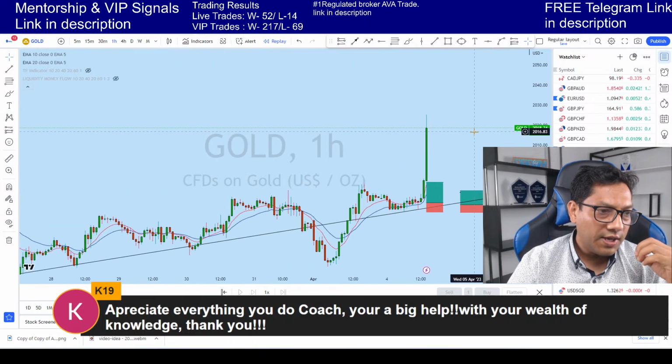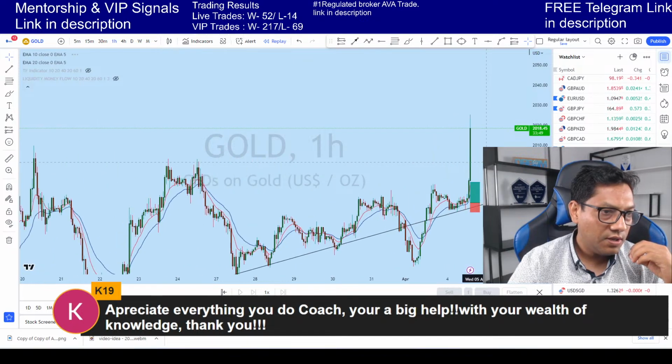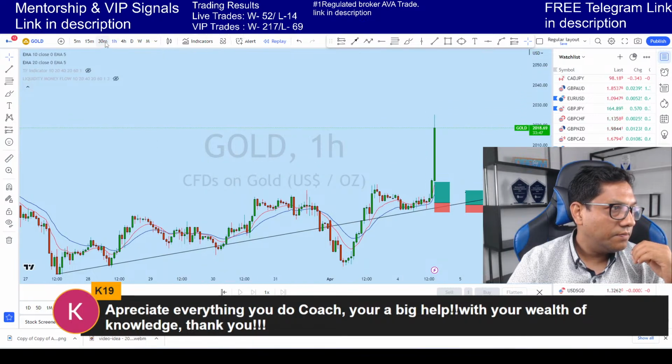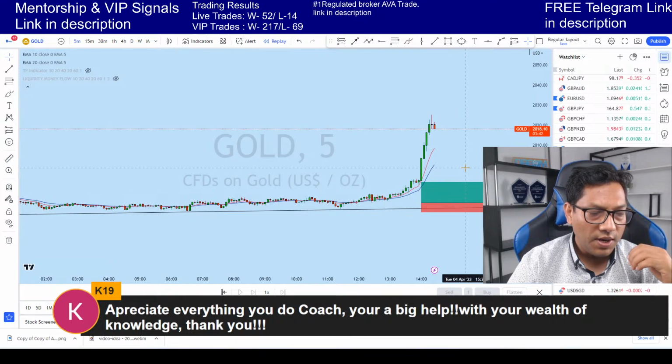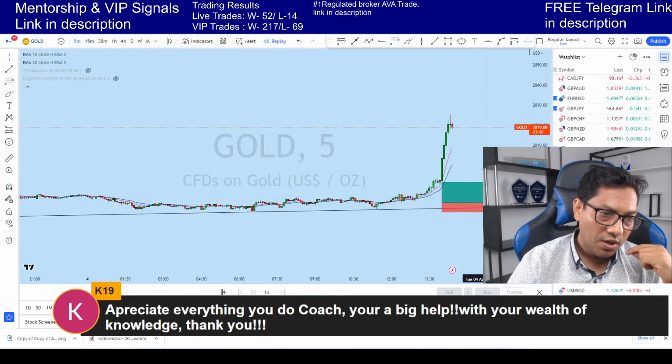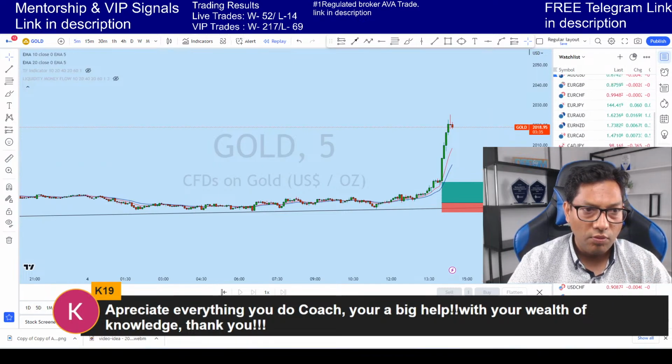So you see that gold has in fact made this move quite significant, and now we need a pullback. Pullback is key. Wait for an impulse and then wait for a pullback, and you'll see that everything will fall in place.